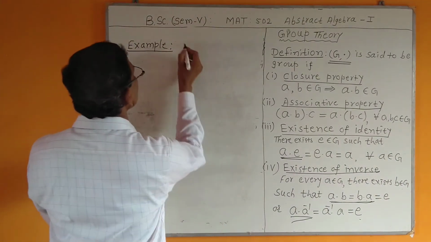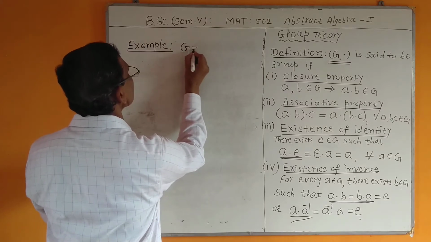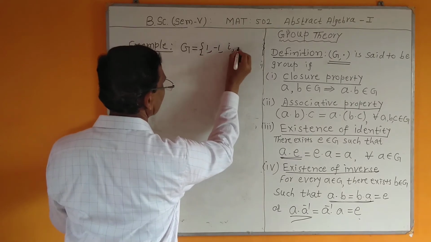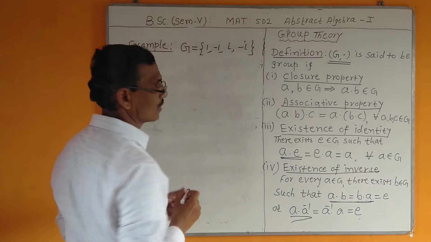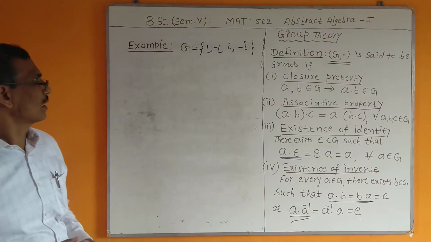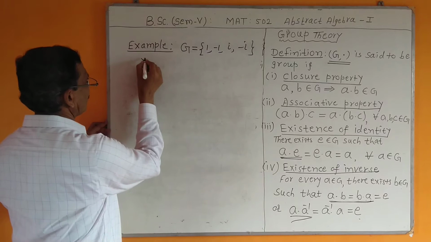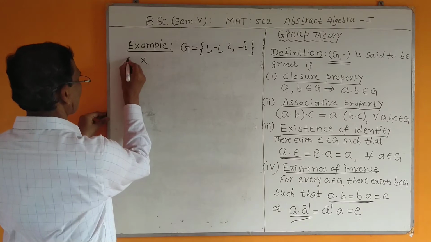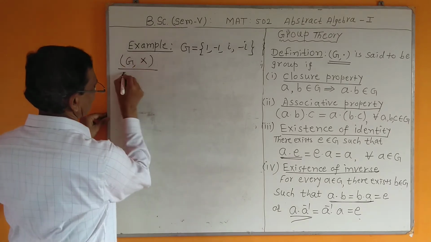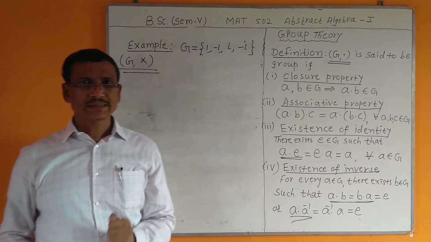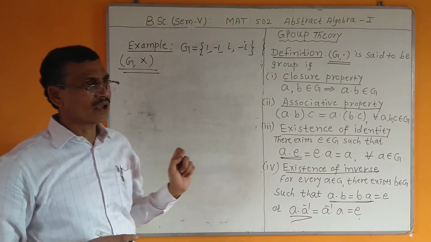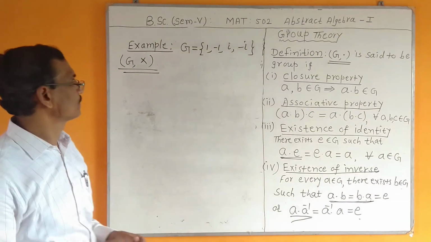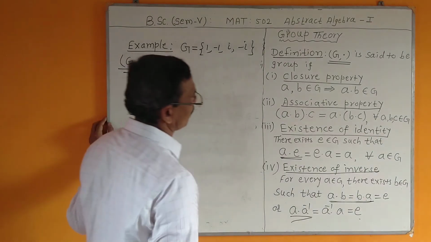Next example we shall consider: G is a set of elements 1, minus 1, i, minus i, and consider multiplication as the binary operation. That means in this case dot is multiplication, so our algebraic structure is (G, multiplication). Now for this algebraic structure we have to observe whether these four conditions are satisfied or not. Okay, we shall do these one by one.